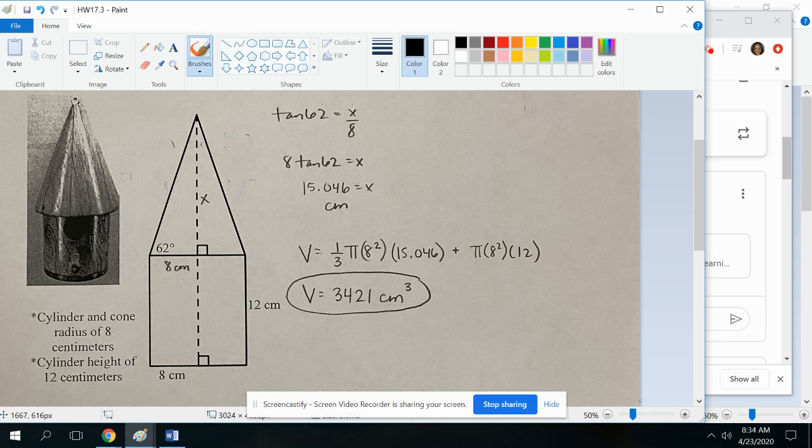So looking at volume application problems can be a little challenging. I would say try your best to break things down, write down your associated formulas, and find what you need.